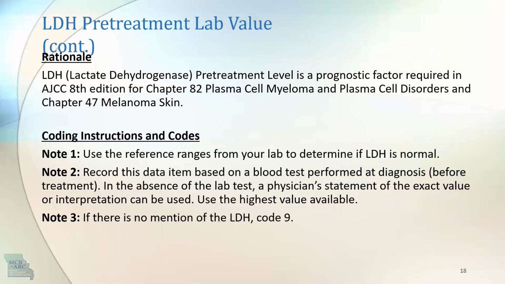Note 1: use the reference ranges from your lab to determine if LDH is normal. Note 2: record this data item based on a blood test performed at diagnosis before treatment. In the absence of the lab test, a physician's statement of the exact value or interpretation can be used. Use the highest value available. Note 3: if there is no mention of the LDH, code 9.